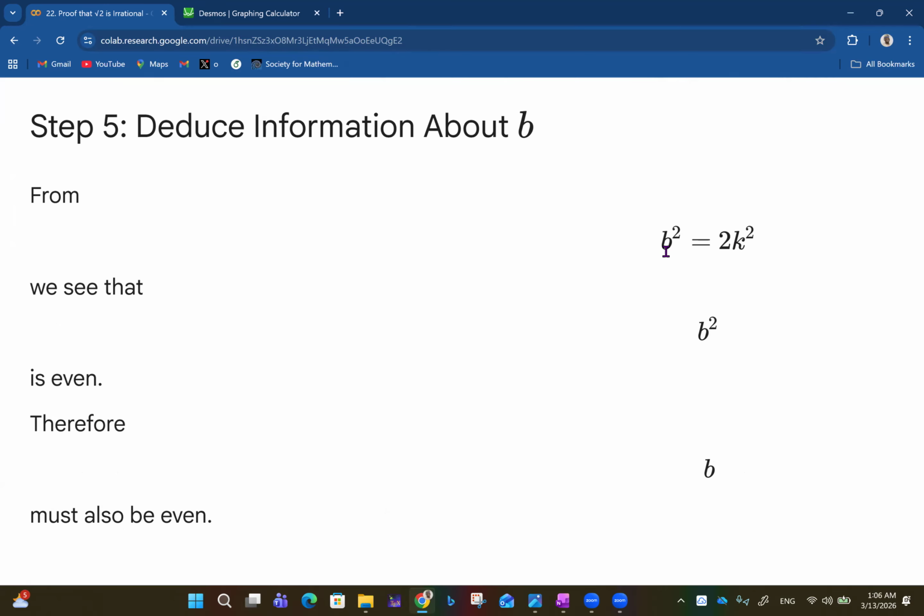So from what we have now, b squared is equal to 2k squared. So we see that b squared is even. Therefore, b must also be even, right? Now, mind you, from what we did before, we discovered that a is even, now b is even. But the assumption we started with was that a over b has nothing in common. If they are both even, it means that 2 is common to them, and we have a contradiction there because they are not in their lowest terms.